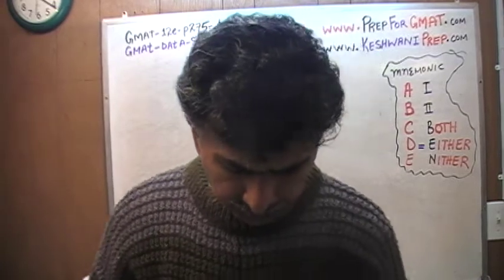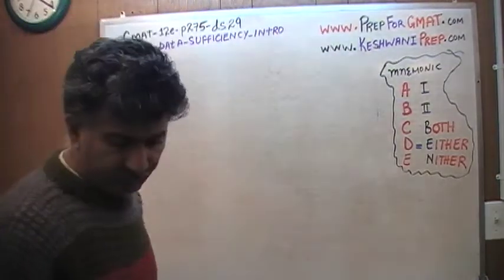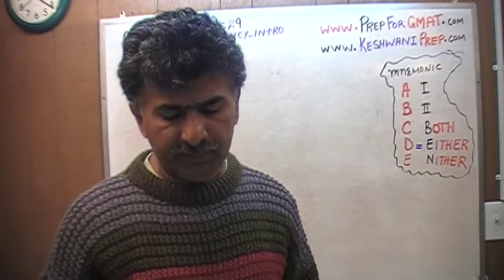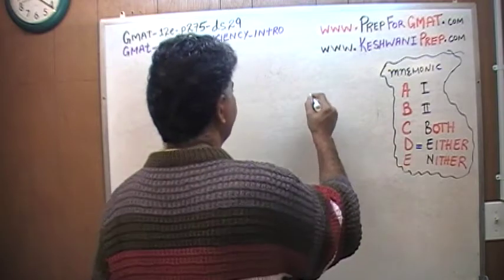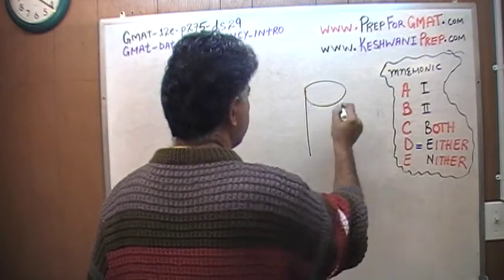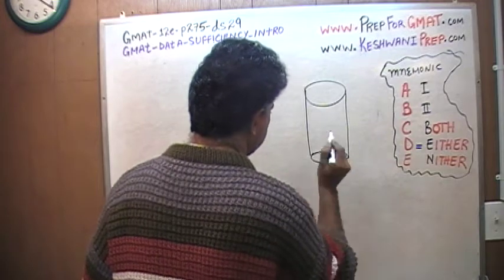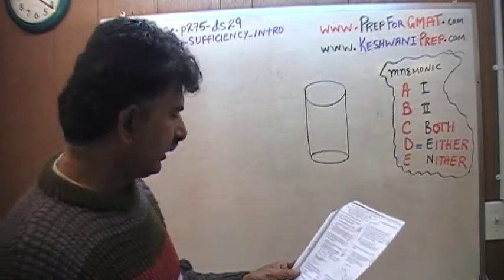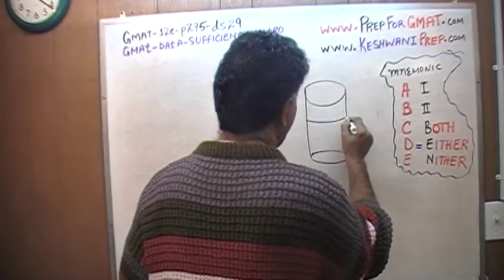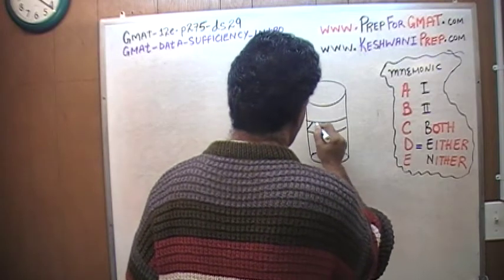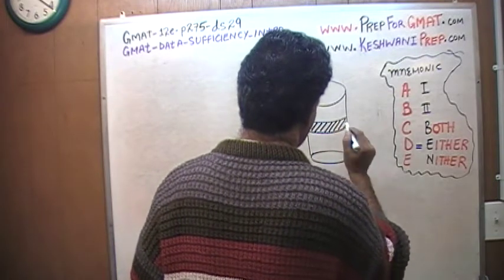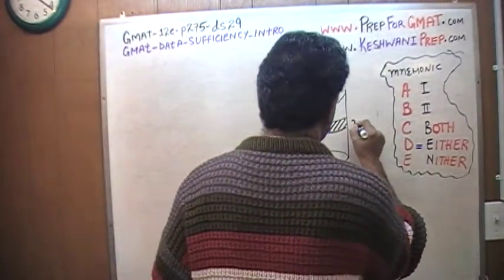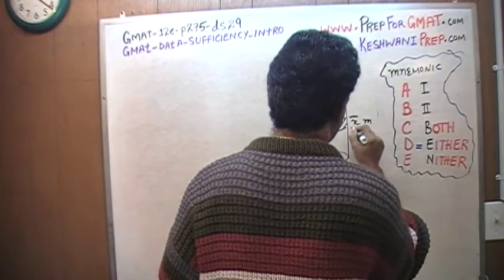So here we go. Number 29 is what we're doing. It says a circular tub has a band that is painted around the circumference. So here's my circular tub, and on it we have a band painted around the circumference. And it's X meter, from here to here.